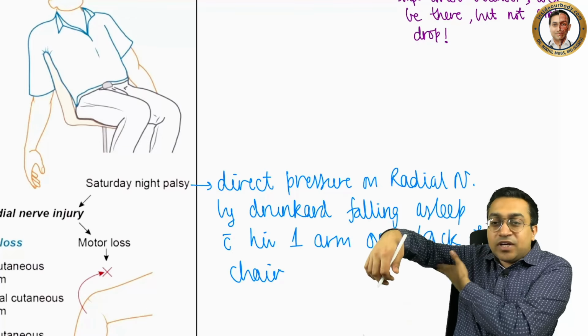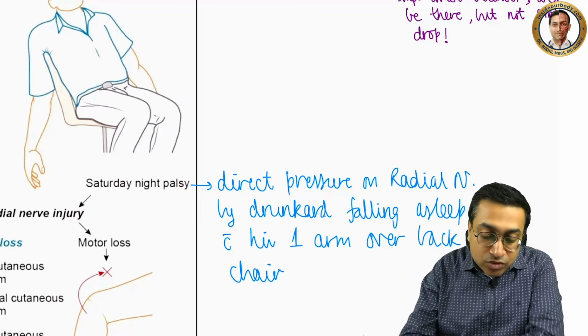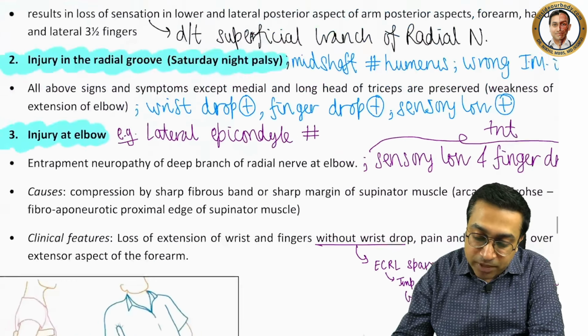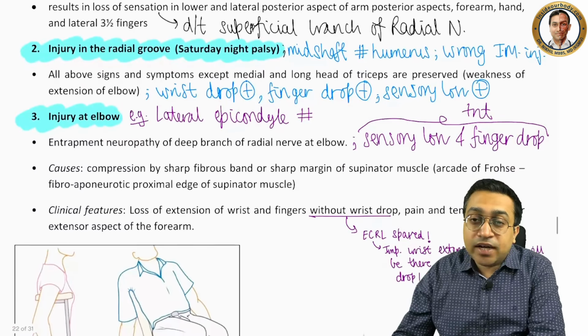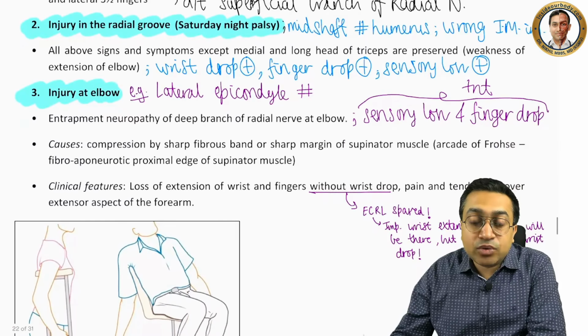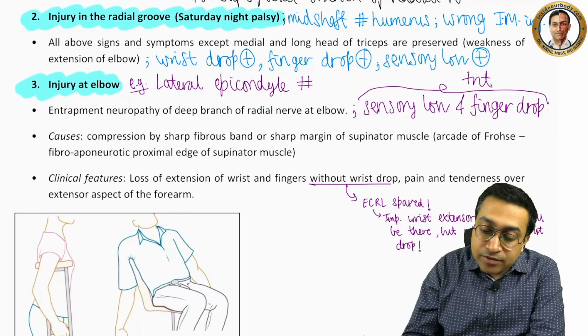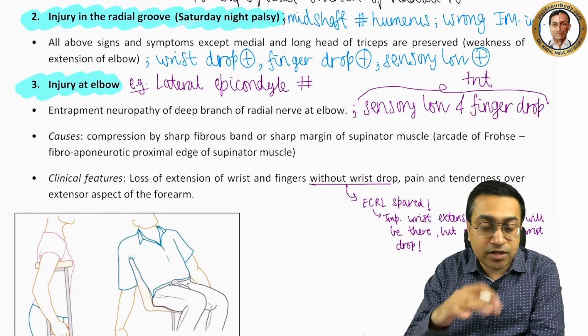So specifically radial groove injury is there, in the mid shaft approximately. There will be features related to the Saturday night palsy, so let us see what these are. Saturday night palsy, or the injury to the radial groove, you should know which injury they are talking about. This is basically mid shaft involvement. So what else can happen besides Saturday night palsy, the drunkard and everything?